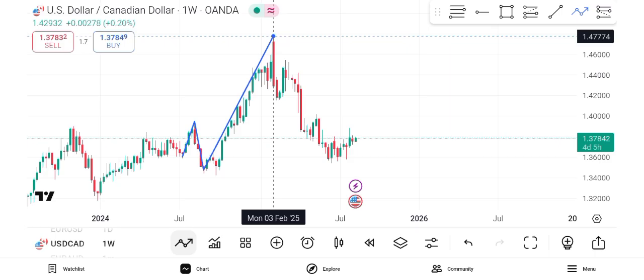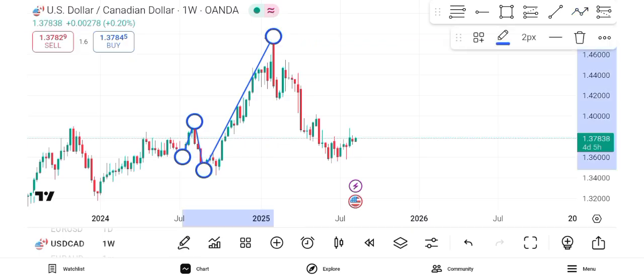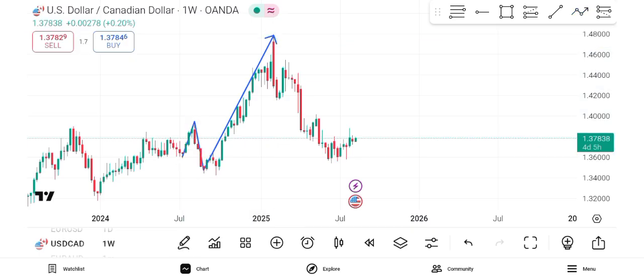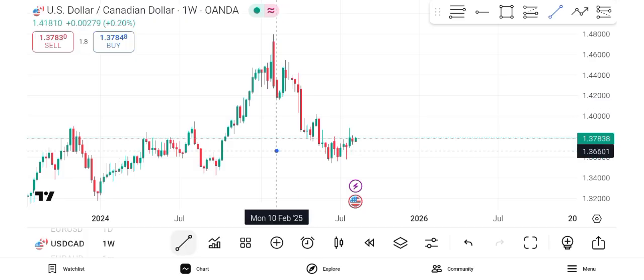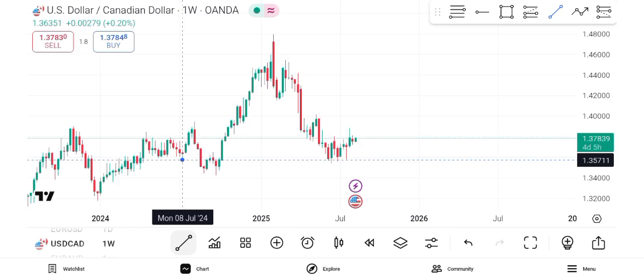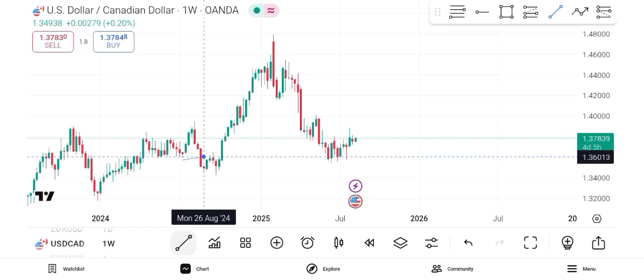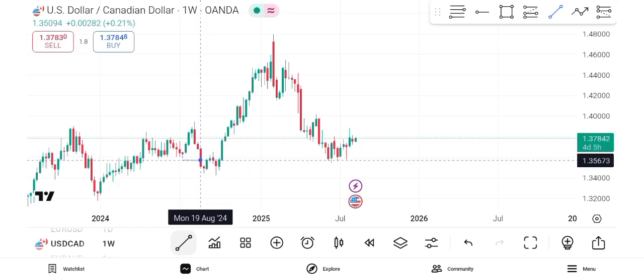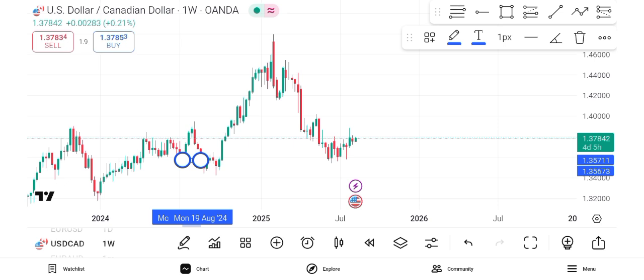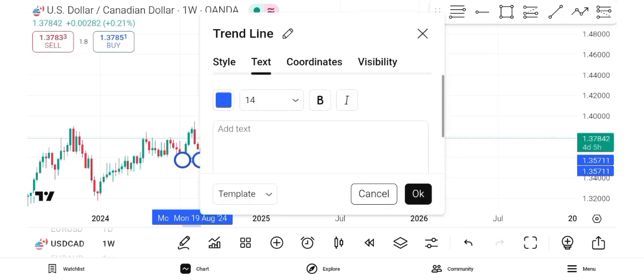And for our swing structure to be valid, we need to have three things. What are those three things? First is the sweep of liquidity, the low that the market takes out, we mark it out. This is it. Let me map it out for you.